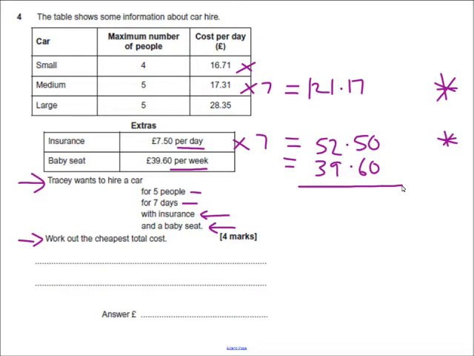And you should have a total of £213.27. And this is what they want on the answer line. So £213.27 on our answer line.